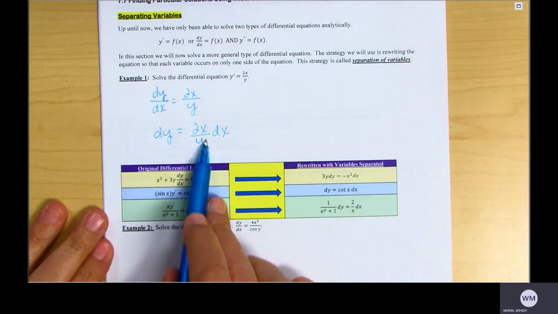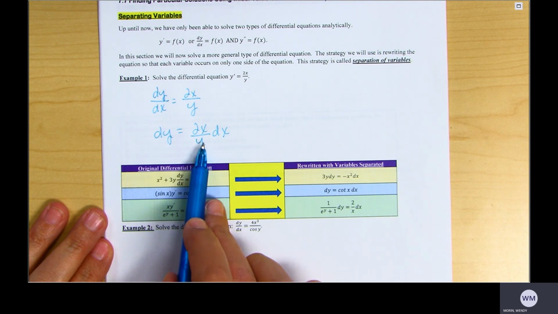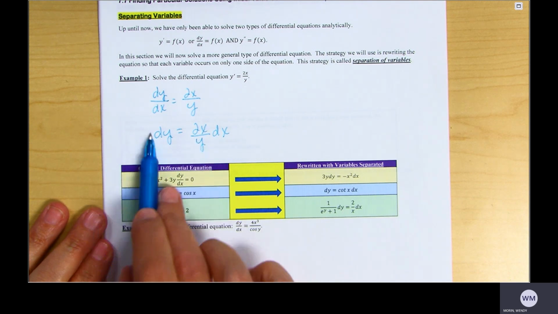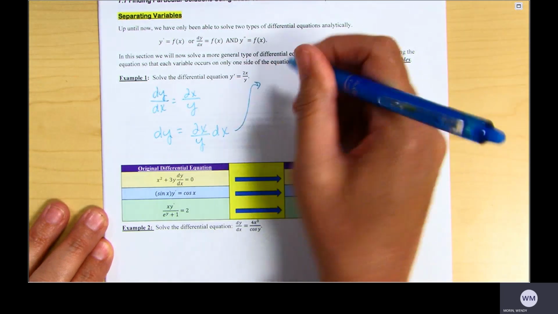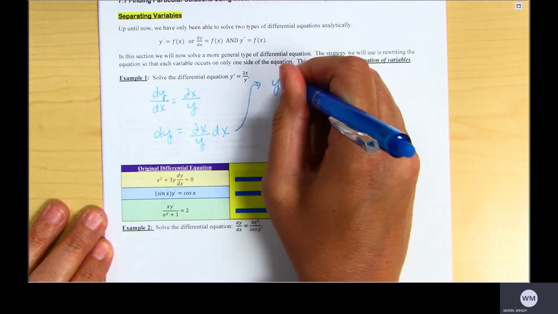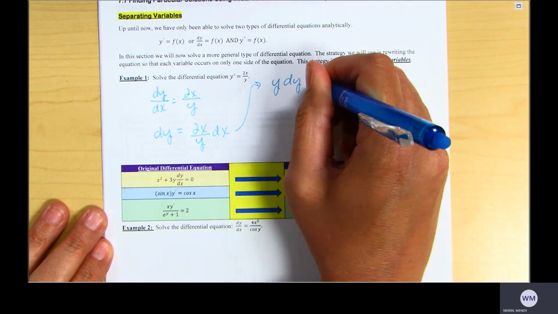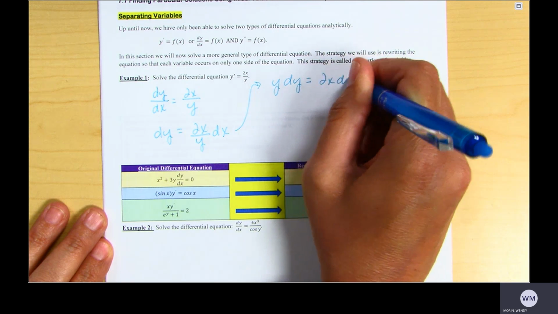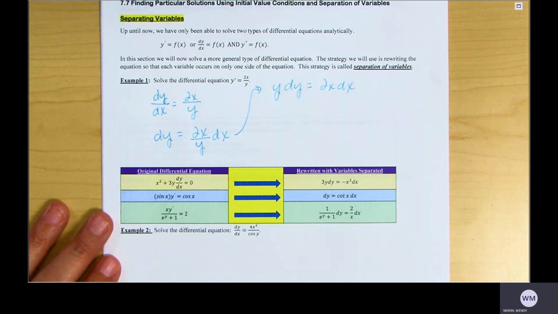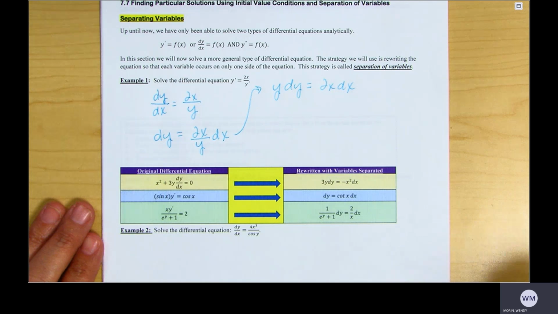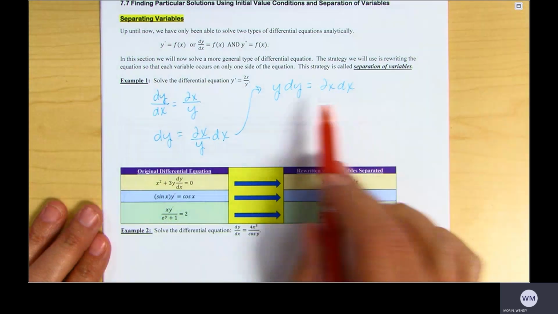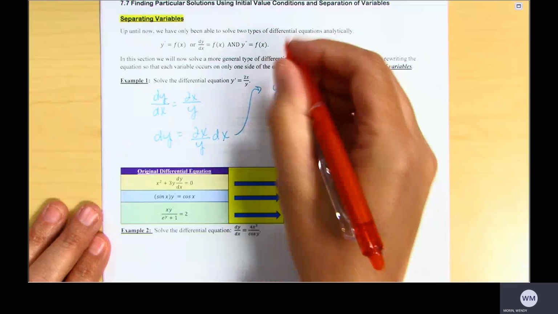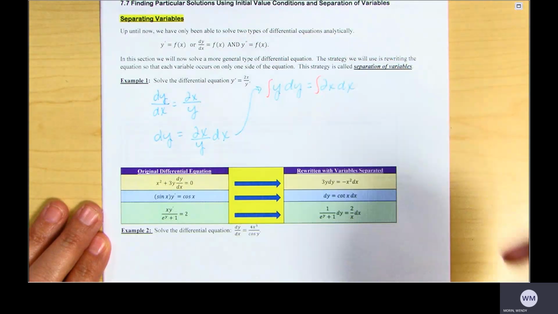So this little y here is not supposed to be with the x's. So we're going to move that over here, which means multiplying both sides by y. So you have y dy equals 2x dx. So now that is a separation of variables, and that usually gets you a point if you see it on a free response. Okay, so after you separate the variables, you can take the integral of both sides.